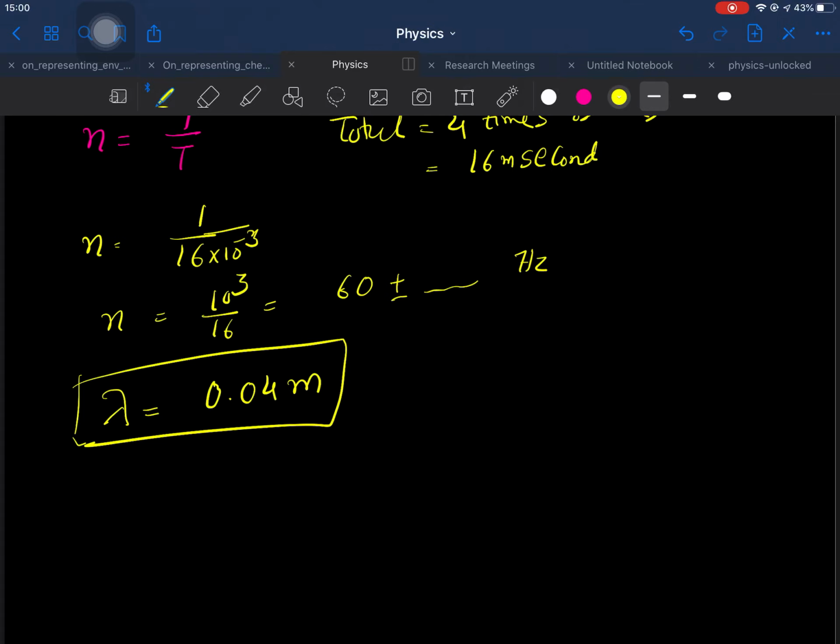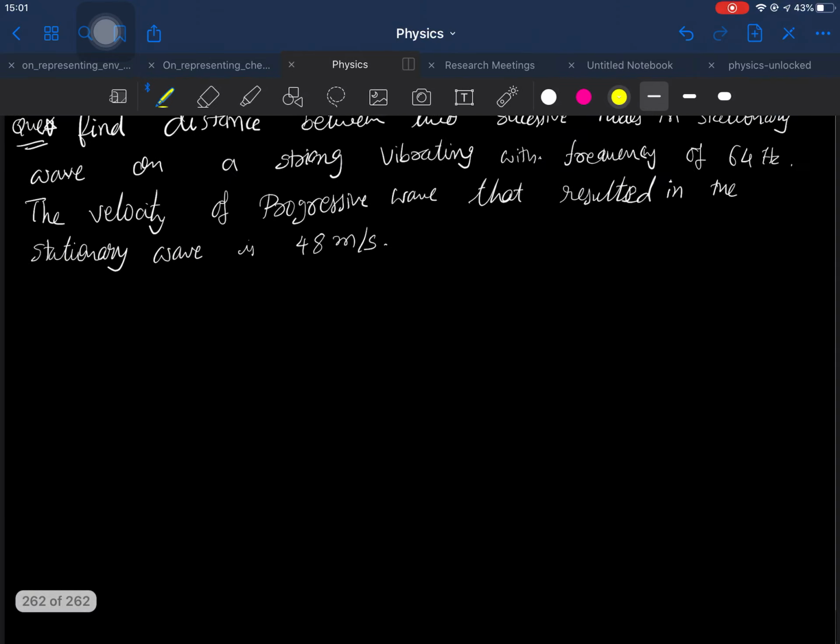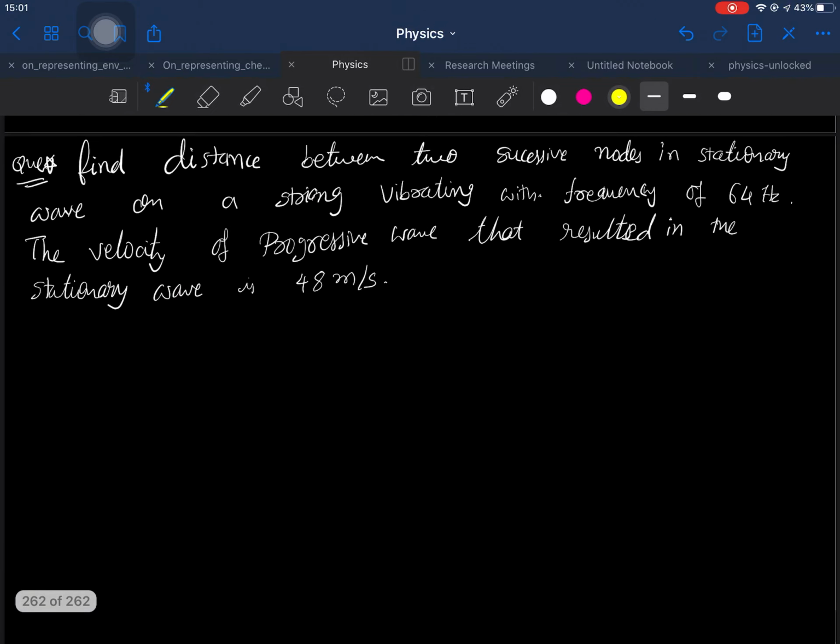Now I want to find the velocity. Velocity is distance by time, which is n times lambda. We already have all the information, right? Just multiply. If you do that, you should get 2.5 meter per second. Okay, that's the answer, so please do this calculation. Let me go to the next question.